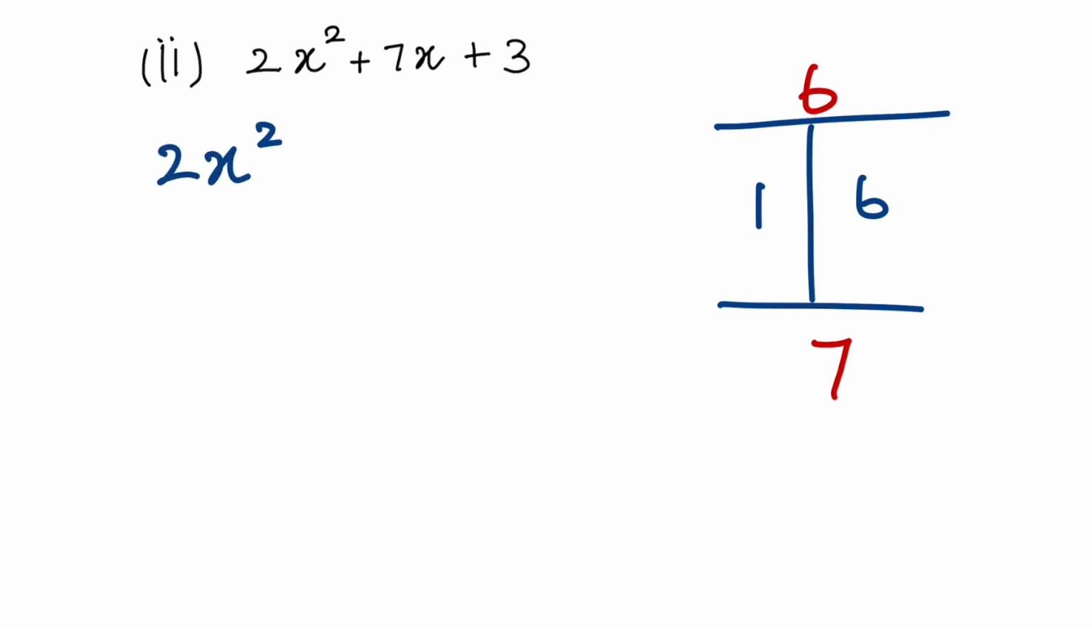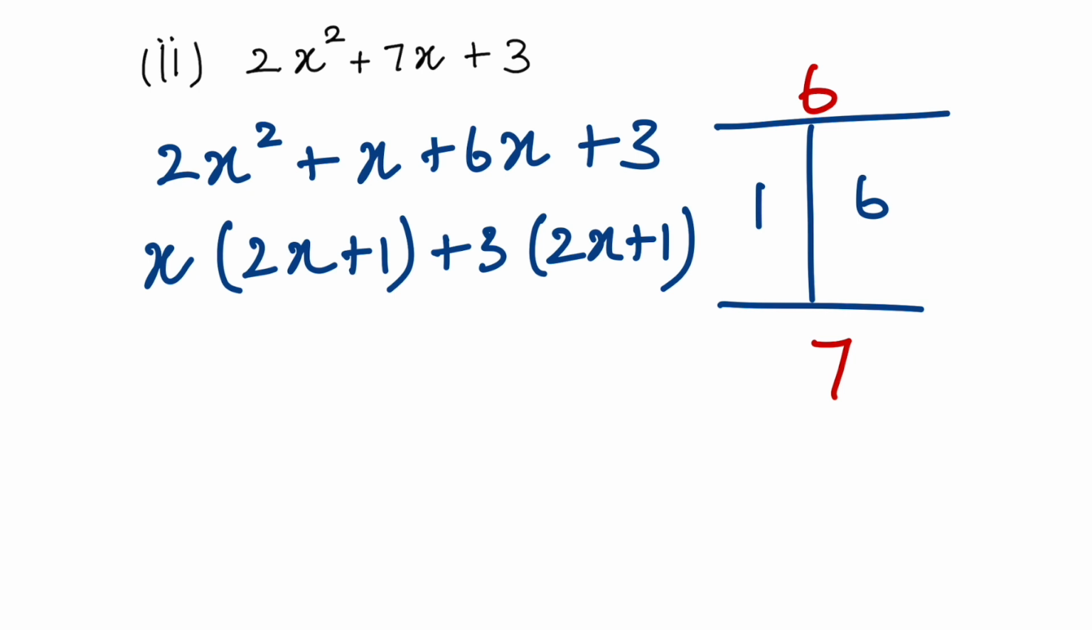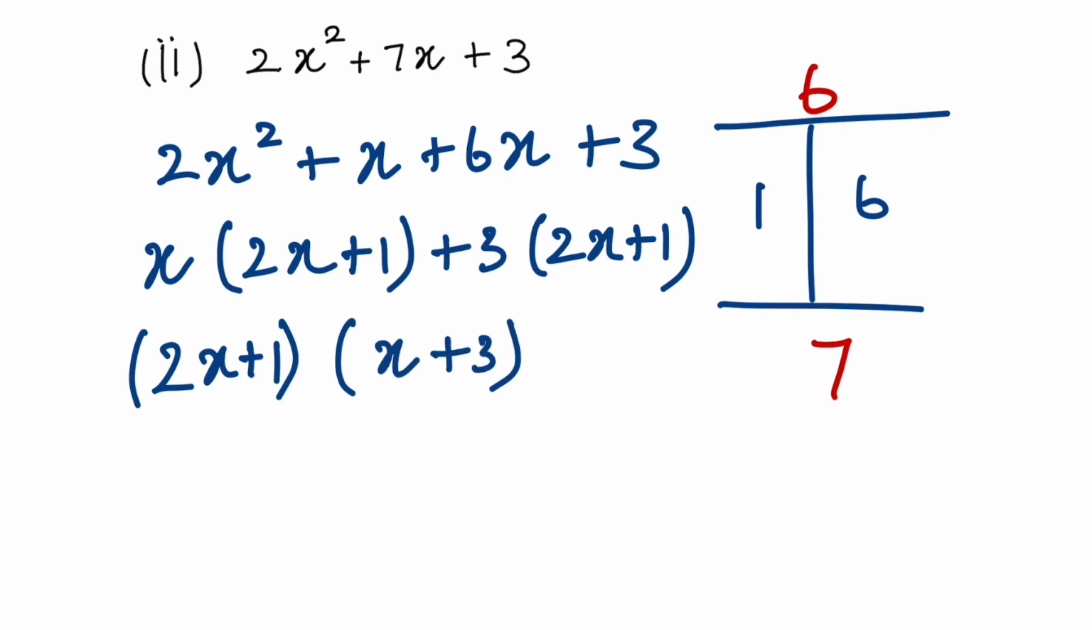So 2x squared plus x plus 6x plus 3. Okay, and if you try to take the common factors in the first two terms, you can take, sorry, you cannot take 2, you can take x out of it, so that leaves you with 2x plus 1. And from the second two terms you can take 3 out of it, that leaves you with 2x plus 1 as well. Okay, and from these two terms you can take 2x plus 1 as a common factor, and you are left with x plus 3. So 2x plus 1 into x plus 3 is the factorized form of this polynomial 2x squared plus 7x plus 3.